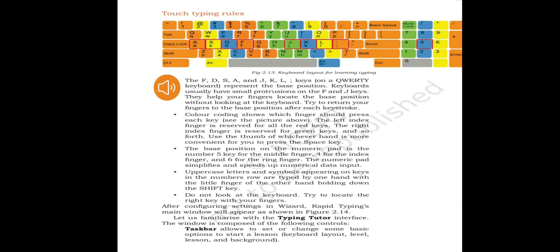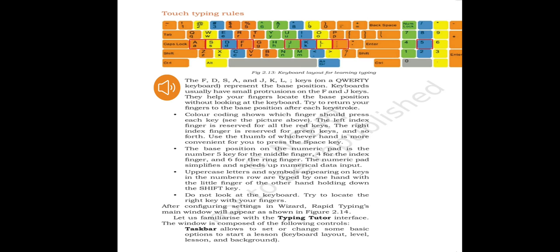Then touch typing rules. What are the rules? The F, D, S, A and J, K, L keys on the QWERTY keyboard. What is QWERTY? Why do we call the keyboard QWERTY? Because the starting keys are Q, W, E, R, T, Y. So it represents the base position. Keyboards usually have a small protrusion on the F and J keys. They help your fingers locate the base position without looking at the keyboard. Try to return your fingers to the base position after each keystroke. So you have to mainly focus on the base position.